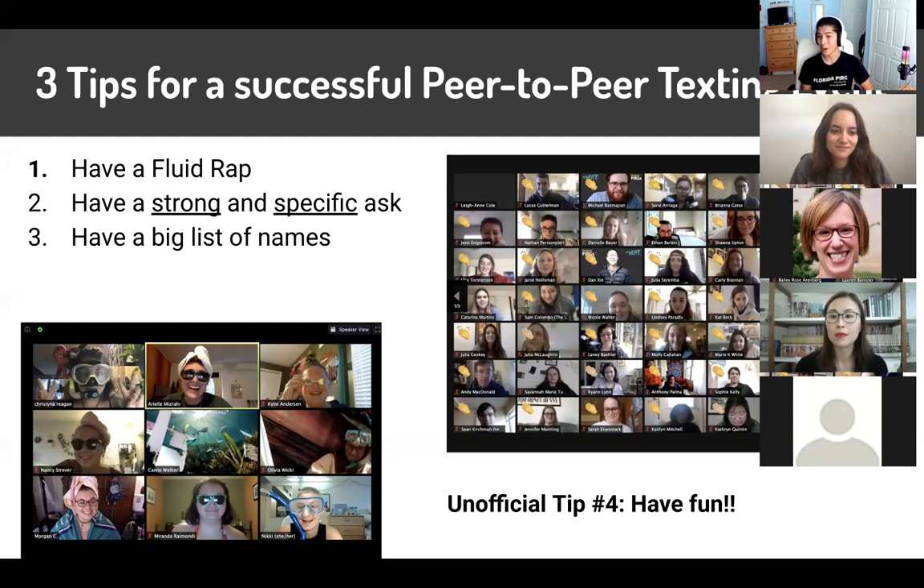Something that we like to do on Florida State's campus is to theme our phone banks and text banks. So for example, during the past 2020 election, we had a boy band theme for one of our phone banks. So we had all of the people who attended dress up as their favorite boy band. I dressed up like NSYNC, and then later Big Time Rush. So having something fun to do while you are doing peer-to-peer texting will always make your event better and make it feel a little bit shorter.